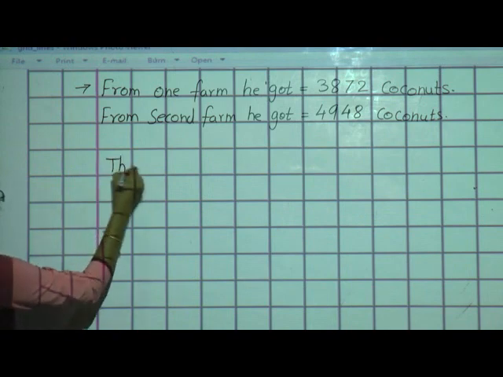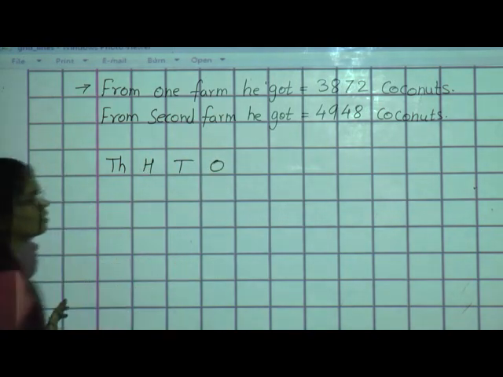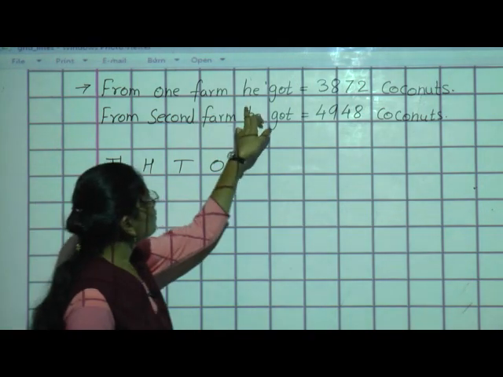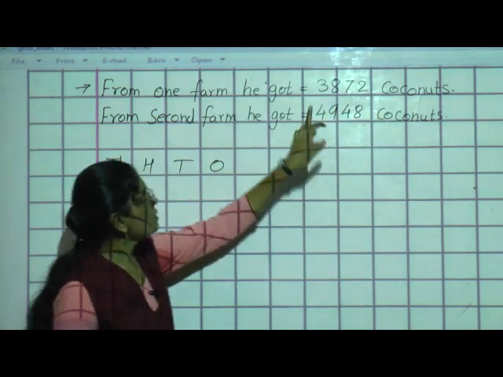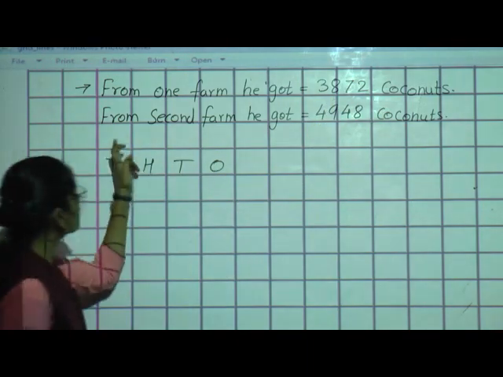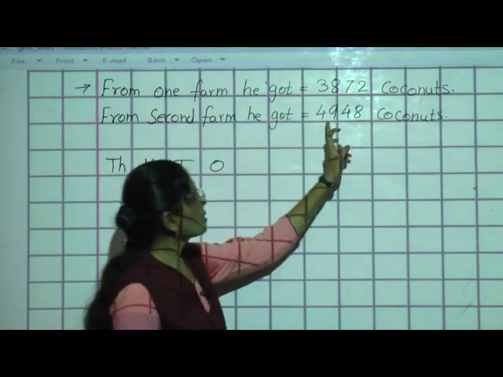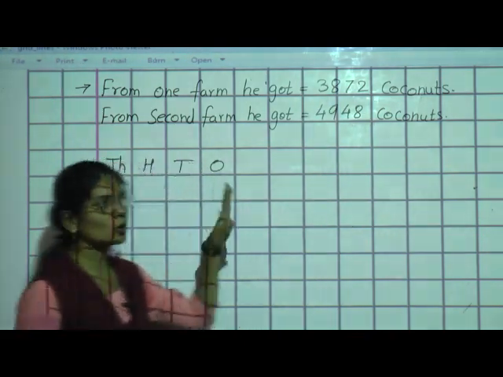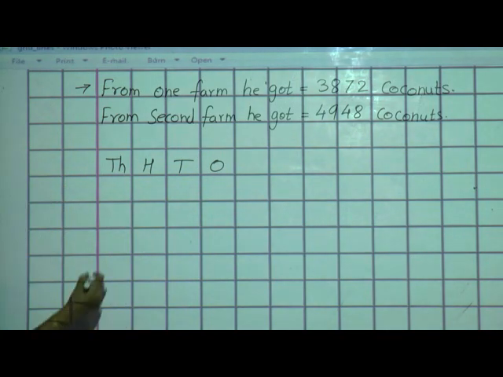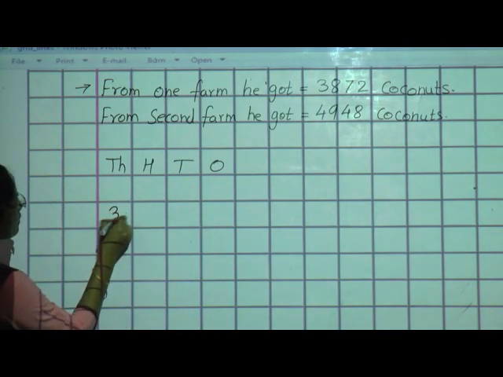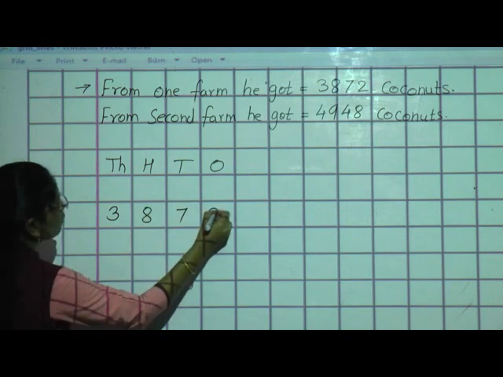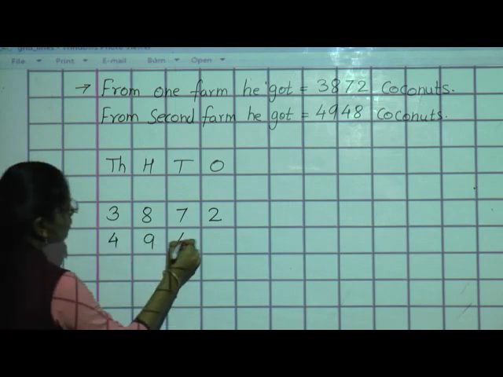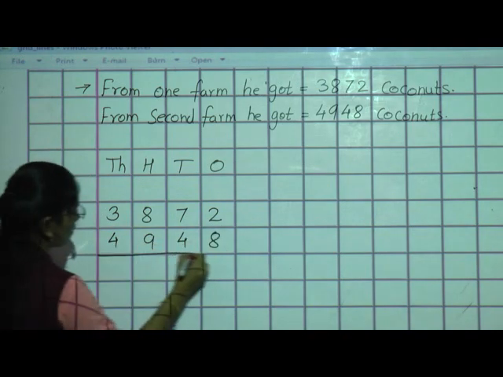Draw the place value chart. Again, what we have to do? We have to add these two numbers. From one farm he got 3872 coconuts, and from the second farm he got 4948 coconuts. If we add these two numbers, we will get the total number of coconuts. So we will write the first number in the place value chart, that is 3872, and the second number is 4948. Add these two numbers.